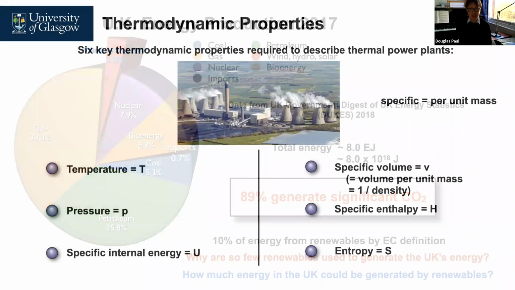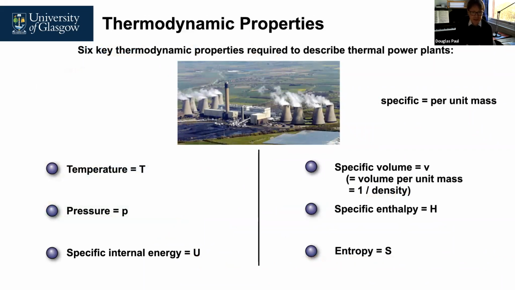Right, so thermodynamics. We've got 6 key thermodynamic properties that we require to describe thermal power plants. This is a picture here of the coal-fired Drax power station in the UK. In fact, if we go back 30 years, something like 80 or 90% of electricity in the UK came from these coal-fired power stations. It's now 8% and has been reduced significantly.